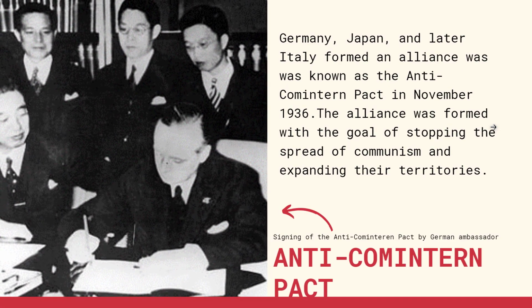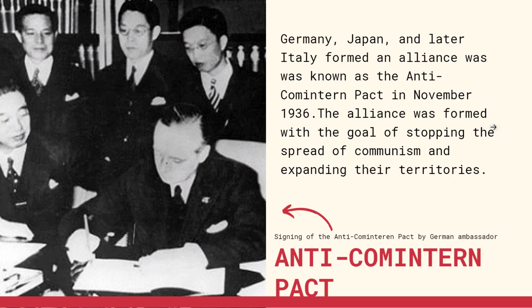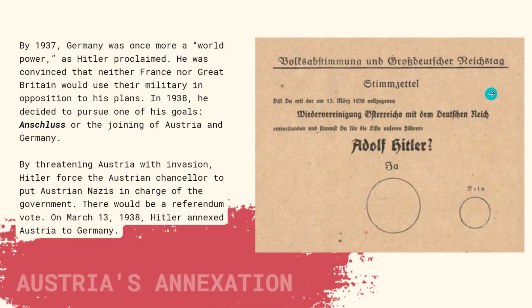Another alliance comes into the foray here as well, the Anti-Comintern Pact. Germany and Japan also signed an alliance with the goal of stopping the spread of communism to their territories and countries. Later on, Italy is going to join this Anti-Comintern Pact as well. And this is the signing of the Anti-Comintern Pact by the German ambassador.